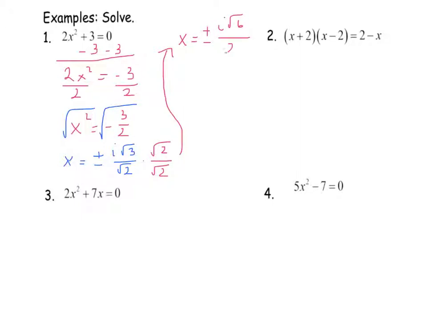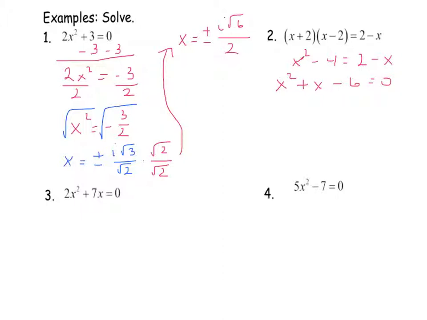over 2. For the second example, the first thing I'll do is I will multiply the two factors, x plus 2 and x minus 2, together and get x squared minus 4 equals 2 minus x. Then I'm going to move everything to the same side. So I will have x squared plus x minus 6 equals 0.